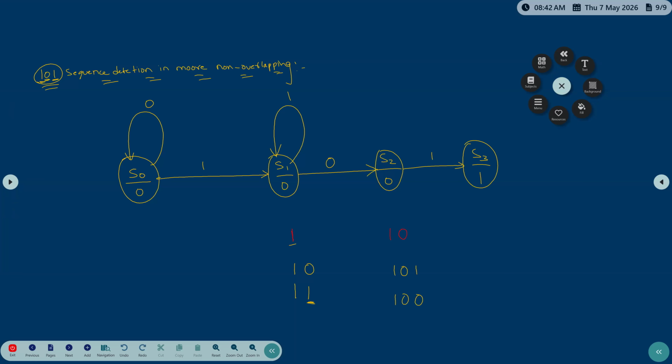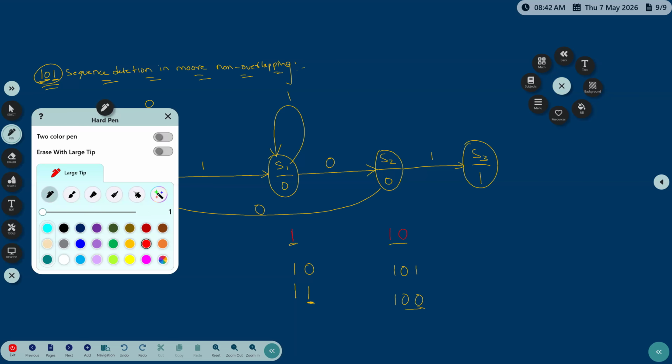So if suppose we are getting 1 0 0, then what do I need to do? I need to compare these two bits with these last two bits. Matching? No. Then I need to compare this last bit with this last bit. Matching? No. Then I need to go directly to the S0 state. From here I need to go to S0 when the input is 0. Clear?